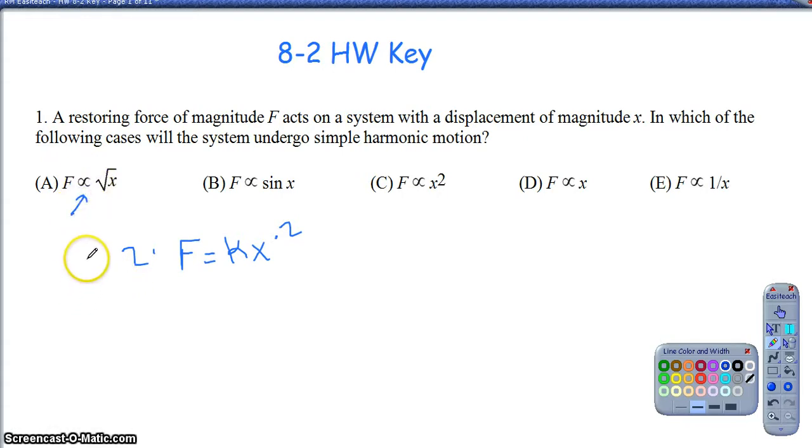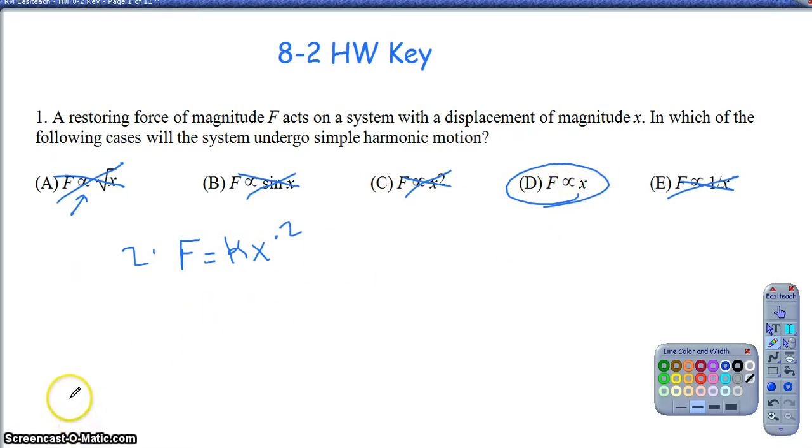So in which of these cases, again, the only time that this will happen is when the force is directly proportional to just the displacement. So no square roots of the displacement, no sine functions of the displacement, no displacement squared, and no inverses of the displacement. It is just when it is proportional to the displacement itself. So option D is the best option for us here. It only happens when it's a result of the displacement and nothing altered there.